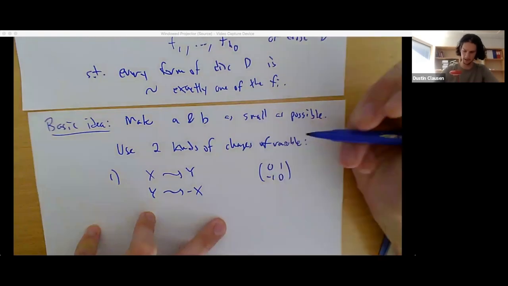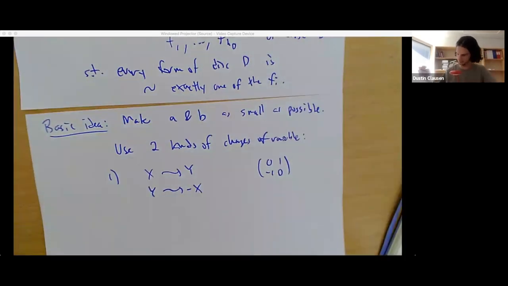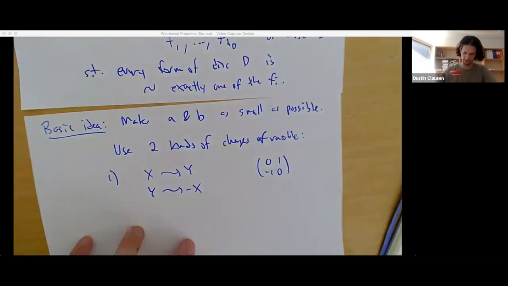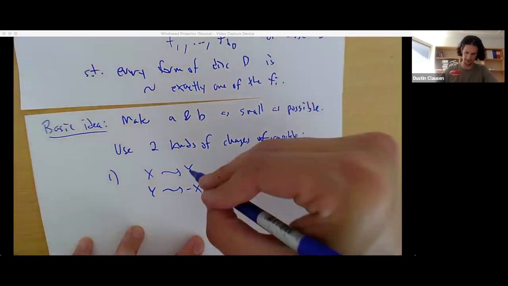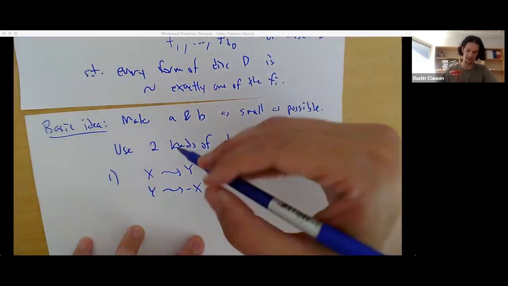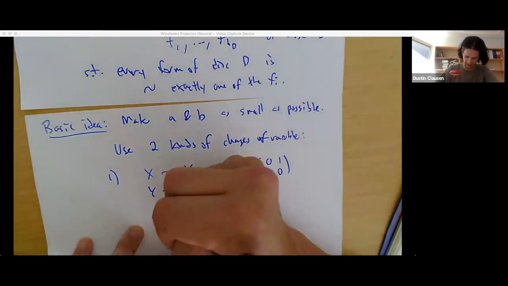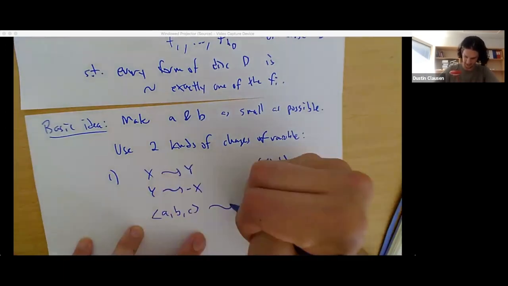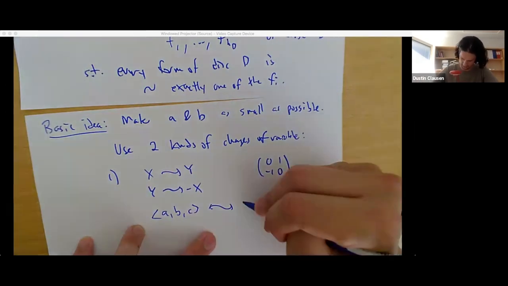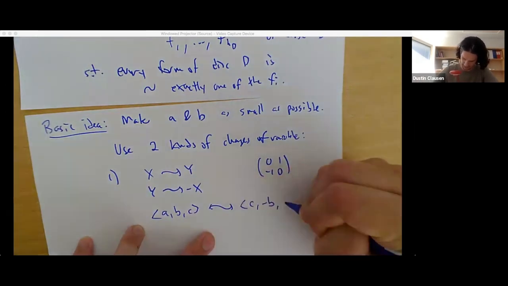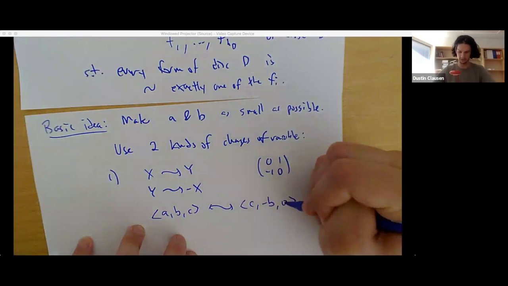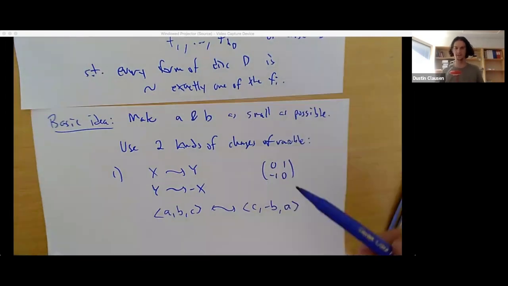And what does this do on the level of forms? Well, you can just plug this in. Take f of y, minus x, and rewrite it in standard form. You'll see that you can transform a, b, c into c, minus b, a. In other words, you're allowed to switch a and c as long as you change the sign of b.